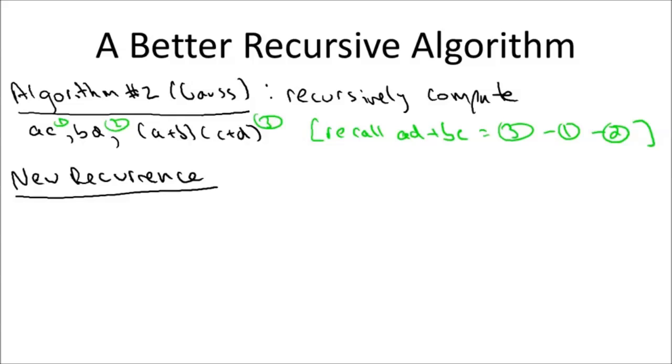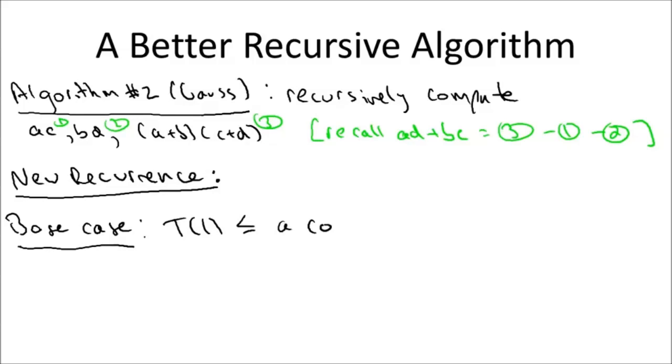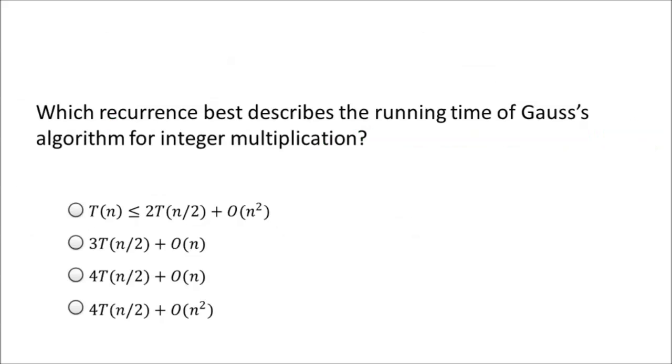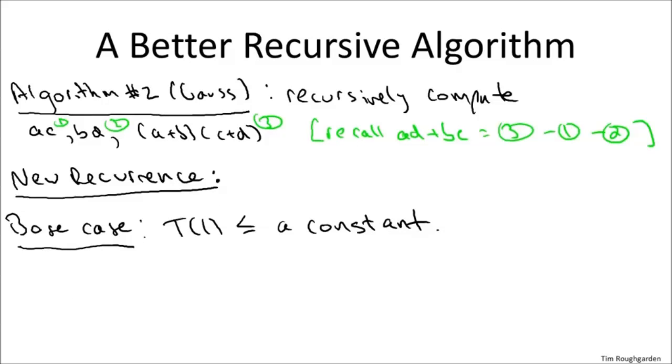What's the new recurrence? The base case obviously is exactly the same as before. So the question then is, how does the general case change? And I'll let you answer this in the following quiz. So the correct response for this quiz is the second one, namely the only thing that changes with respect to the first recurrence is that the number of recursive calls drops from 4 down to 3.